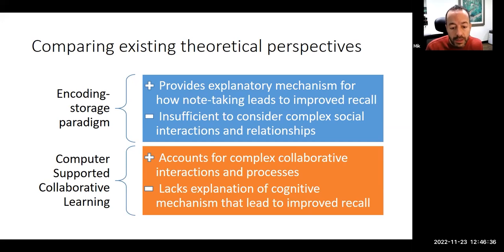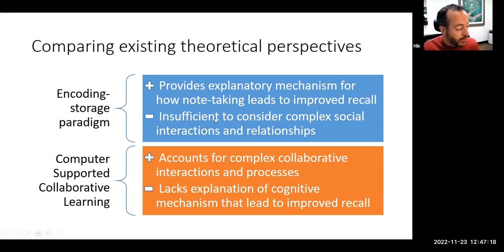And I think one reason may be that researchers might find that paradigm insufficient to consider the complex social interactions and relationships that occur during collaborative processes. It just doesn't explain that, and it doesn't help with that. So, the good thing about computer-supported collaborative learning is that it accounts for these complex collaborative interactions and processes that I mentioned. The problem, though, is that it lacks an explanation of a cognitive mechanism that leads to improved recall. So there isn't a very clear understanding of how and why note-taking leads to improved recollection of what you're learning.